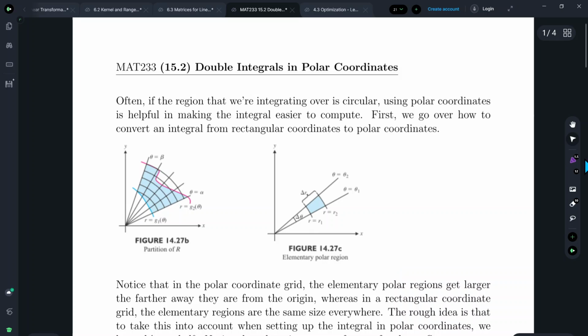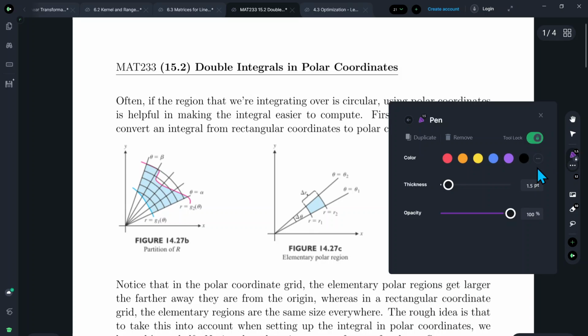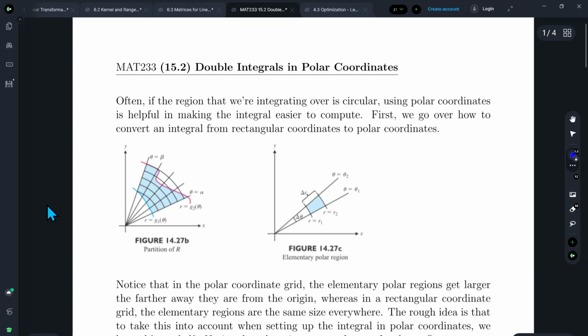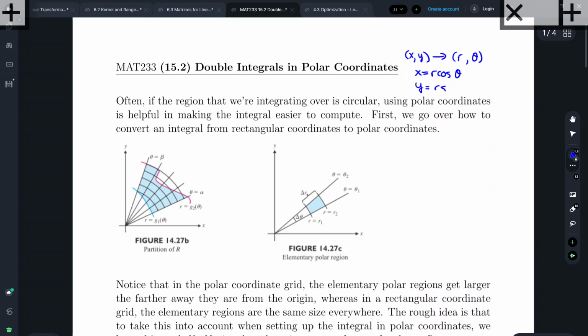So if you remember, polar coordinates is a change of variables where the variables x, y are replaced by r and theta. So r is the distance from the origin and theta is an angle. And the change of variables is given by the equations x equals r cosine theta and y equals r sine theta.